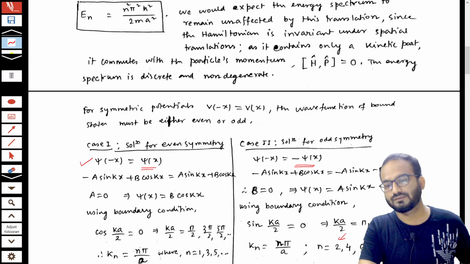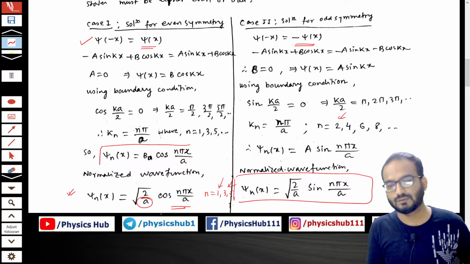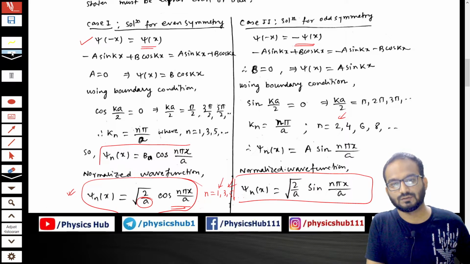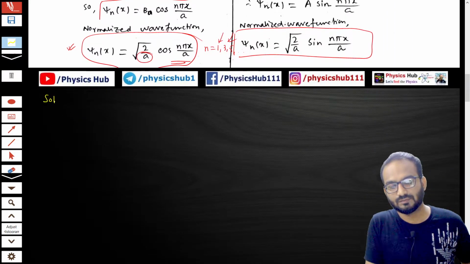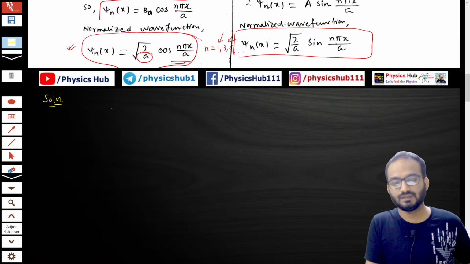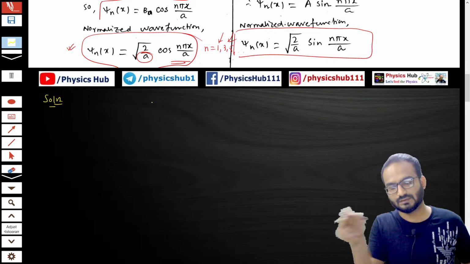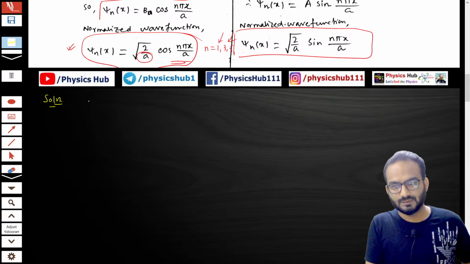So here you see the ground state will be n equals 1. So the cosine function should be taken into consideration. Okay, so you have to find out the probability. You know the formula of probability. The formula of probability is integration over psi square dx. So let me just write it for you.